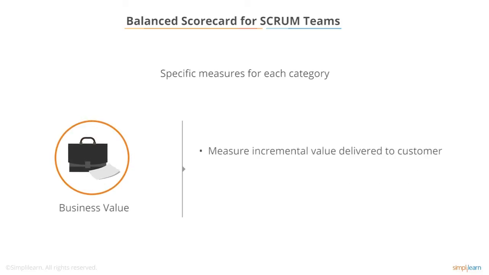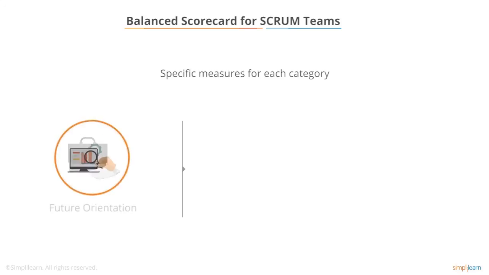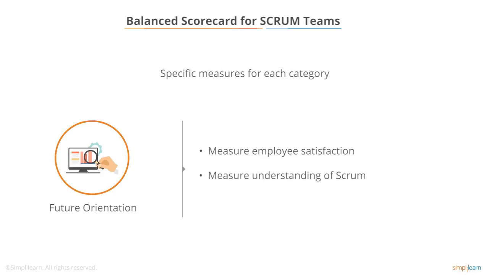For business value, we could measure how frequently incremental value was delivered to the customer. We could also measure substance of releases in terms of their visible features. For future orientation, we could measure employee satisfaction in terms of employee complaints or employee satisfaction scores. These would then indicate how the organization is positioned for future success. We could also measure the understanding and maturity of Scrum, with the key indicator being attendance and participation in Scrum ceremonies. Let's summarize the topics covered in this lesson.